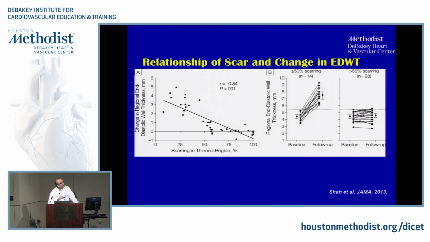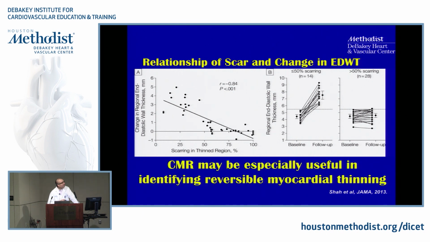And in this study, we also demonstrated that those patients who had limited scar within the thinned area showed reversal of wall thinning. But those with extensive scar, more than 50% within the thinned area, did not demonstrate any recovery of wall thickness. So I think this identified one specific subgroup where CMR may be useful: patients with wall thinning, where it can help identify the cohort who have limited scar present and potentially a group of patients that may have reversible myocardial thinning.